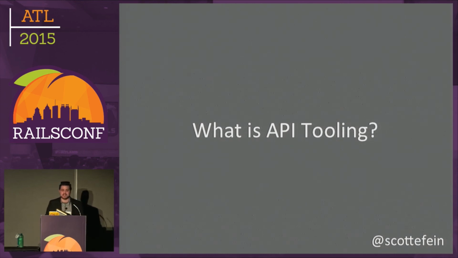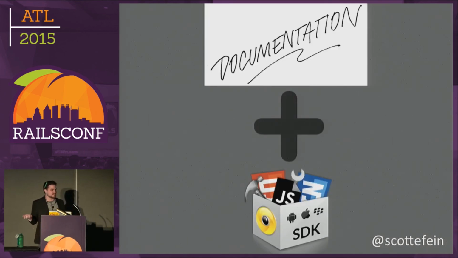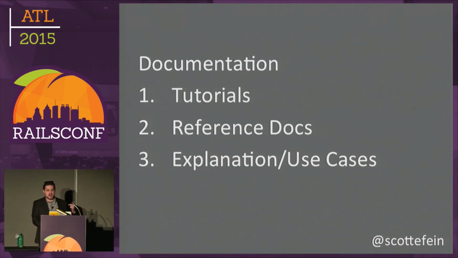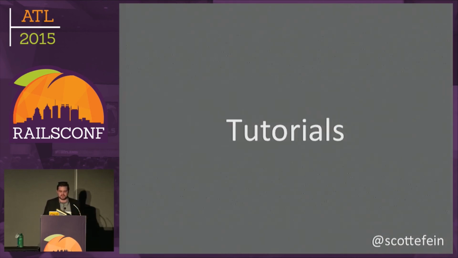So API tooling is essentially two things. It's documentation and it's the actual API clients. Some people call them SDKs, other people call them wrappers. Whatever you want to call them, they are the way that someone interacts with your API. Now, if they want to use a curl client, whatever, but most people offer some sort of client library. So that documentation can be further broken down into tutorials, the actual reference docs, and the explanation and use cases of those API calls.